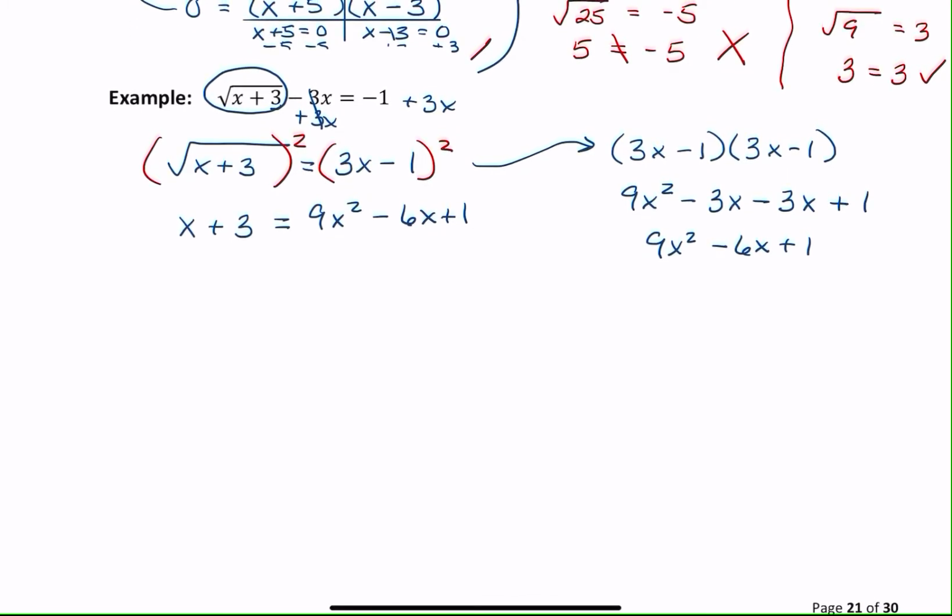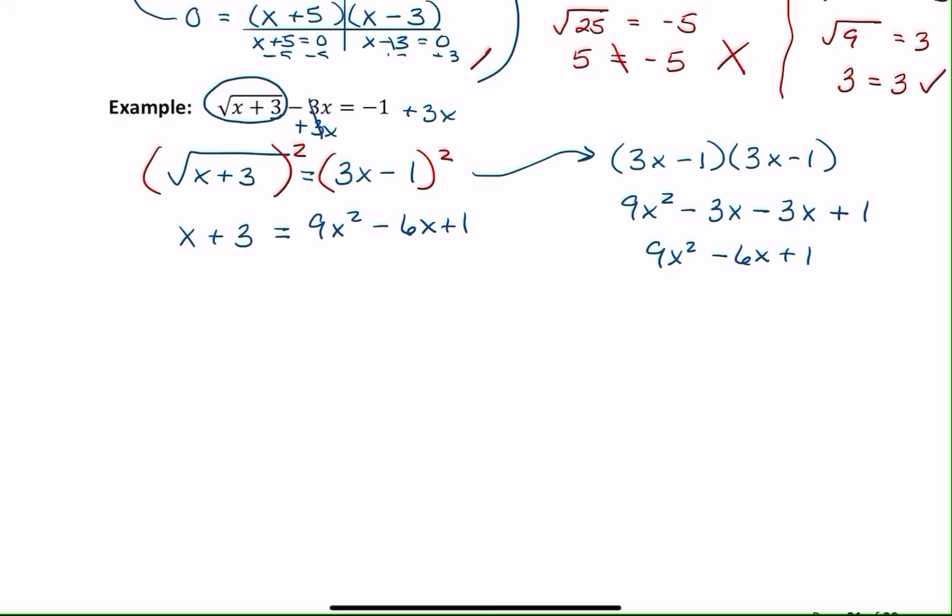So now I've got everything FOILed out. I've gotten rid of the radical, so now I've got a quadratic. I want to get it set equal to 0, so I'm going to subtract x from both sides and subtract 3 from both sides.